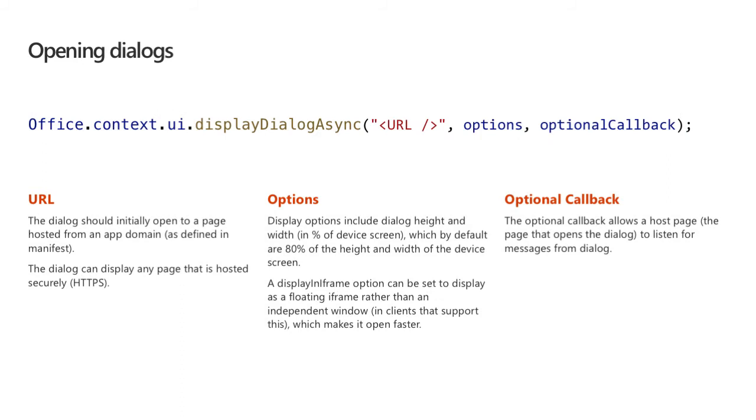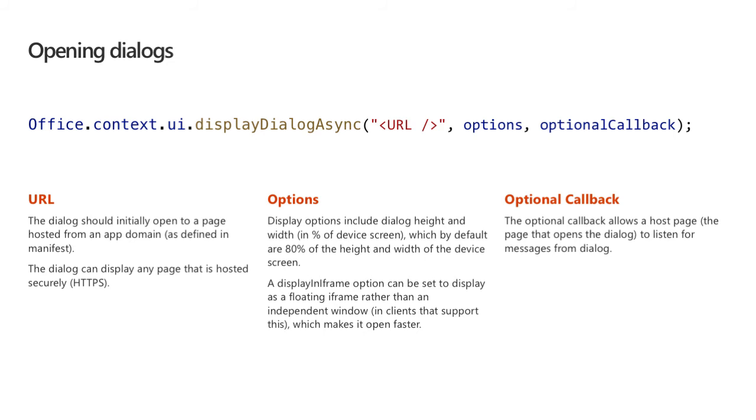So here's a script that would be used to display a dialog from an Office add-in. And notice there are 3 parameters that it's requesting. The first is the URL of the page that you want displayed in the dialog. It must initially be a page that's hosted from an app domain as defined in the manifest. However, you can immediately redirect it to a different page.